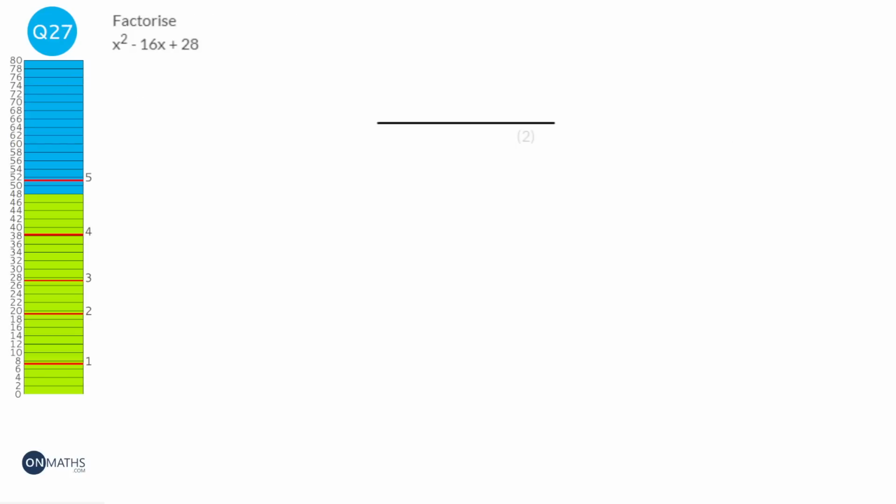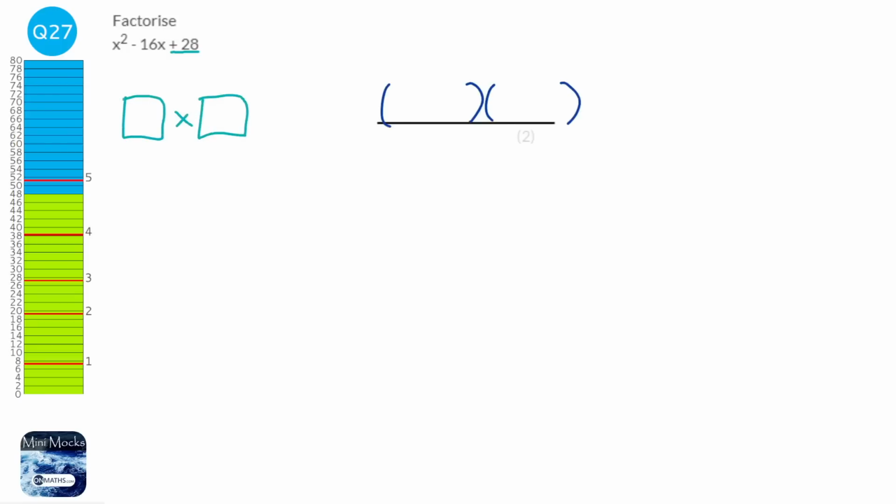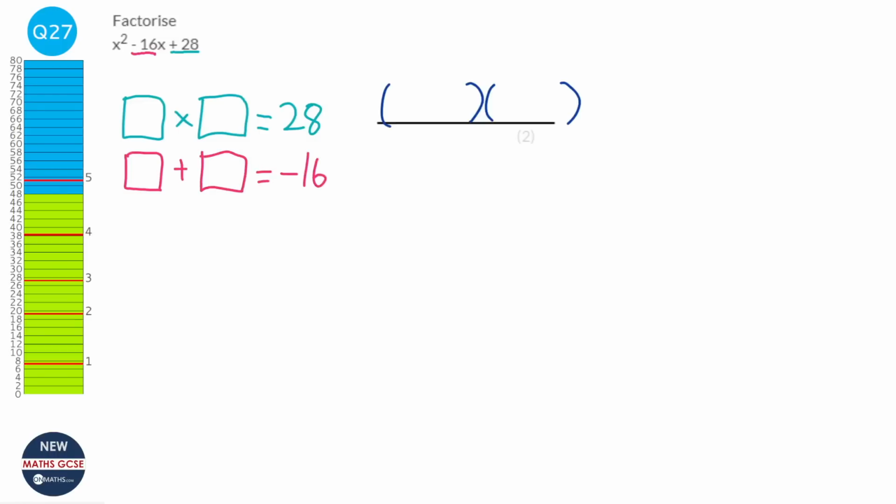When factorising a quadratic, and this is a quadratic, so we've got an x squared term, an x term, and a number term, what we need to do is find numbers to put in two pairs of brackets. And to do that, we first of all look at the number on its own, the 28, and we need to find two numbers that multiply together to make that 28. We also look at that minus 16, the coefficient of the x term, and we know that they've got to add together to make that minus 16.